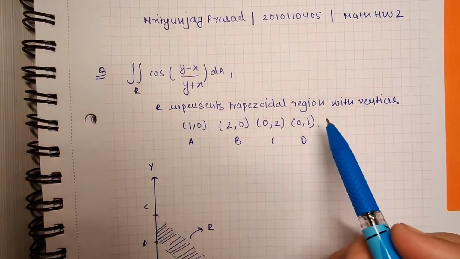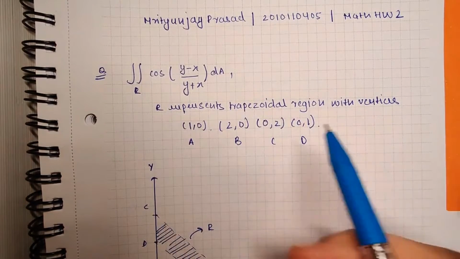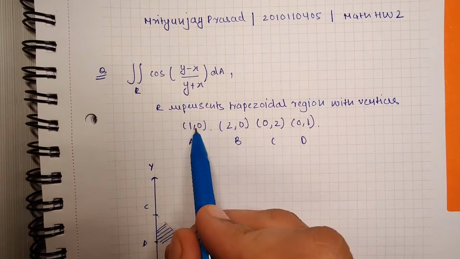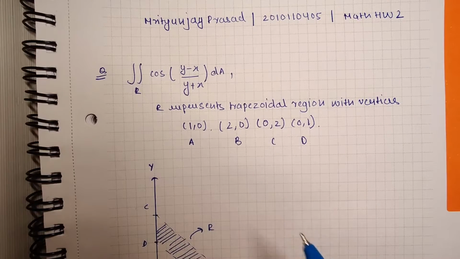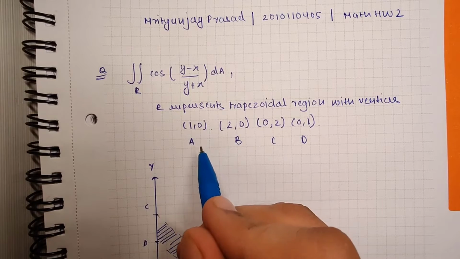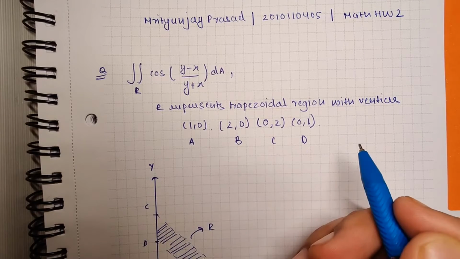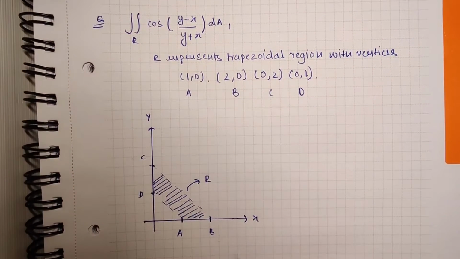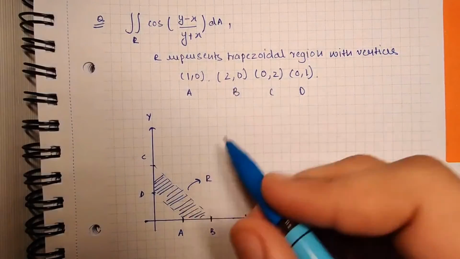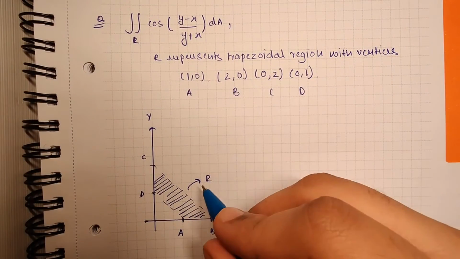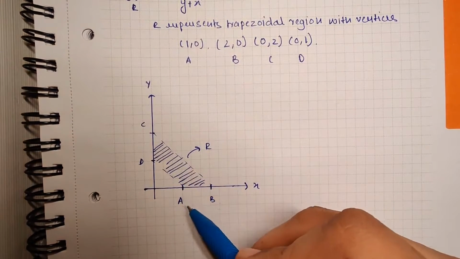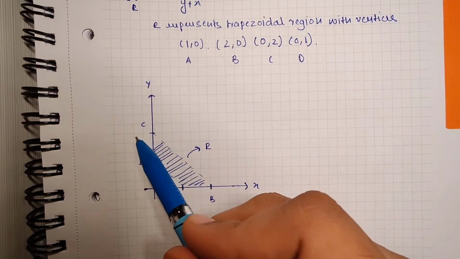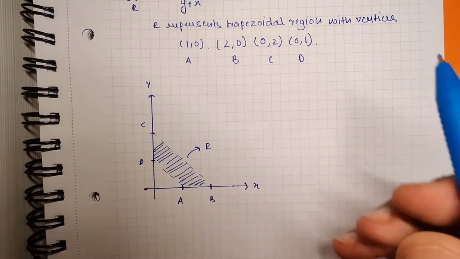the limit r represents the trapezoidal region with these vertices, that is (1, 0), (2, 0), (0, 2), (0, 1), and I have coined them as A, B, C and D. And so if we plot a graph with these points, our trapezoidal region is this, where we have (1, 0), (2, 0), (0, 2) and (0, 1).